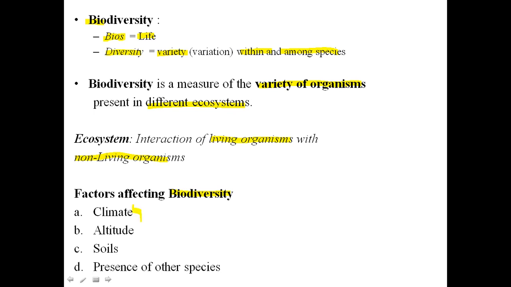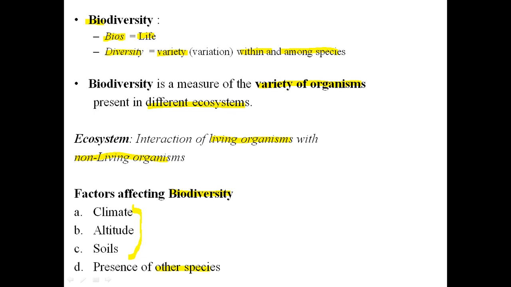The first three factors, climate, altitude, and soil, are non-living factors. These are known as abiotic factors. When other species are present in the region and interact with each other, this is the living factor, and it is known as the biotic factor.